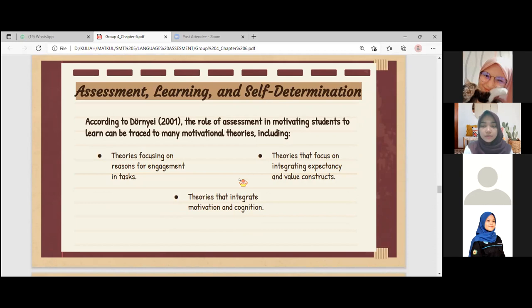assessment, learning, and self-determination. Before we go to the explanation, there may appear a question: what is the relation between assessment, learning, and self-determination? Now let's move to the statement that the role of assessment in motivating students to learn can be traced to many theories of motivation, including theories focusing on reasons for engagement in tasks, theories that focus on integrating expectancy and value constructs, and theories that integrate motivation and cognition.